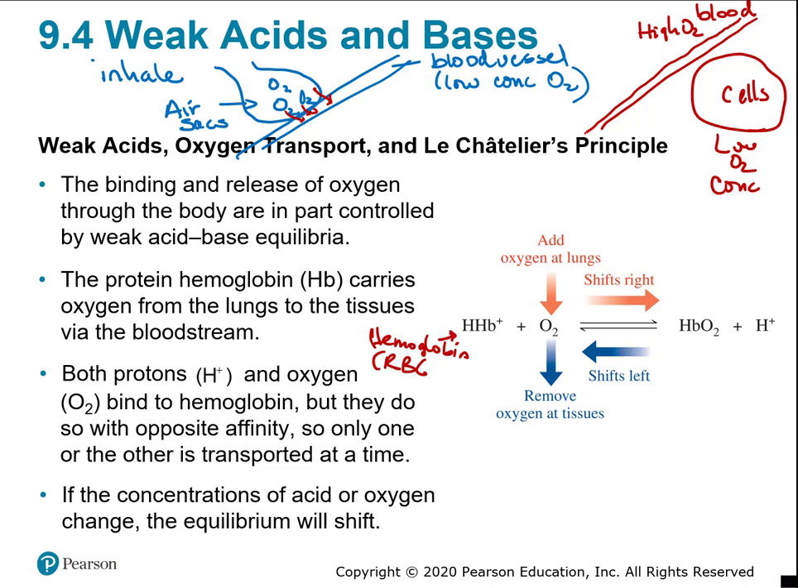High concentration to low concentration, what's going to happen? Diffusion, right? So oxygen is promoted to move out of the blood and into the cells so that the cells can then use that oxygen to make energy. So we want this to happen. We want oxygen to go into cells.